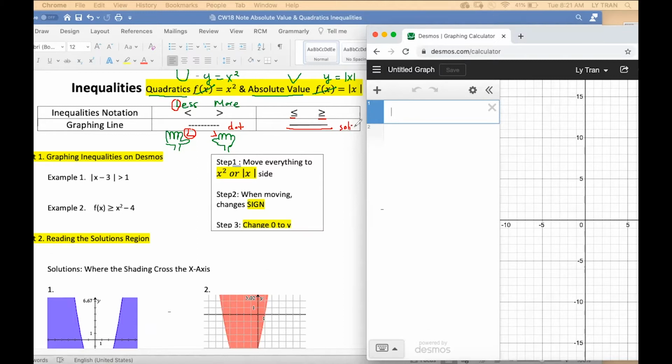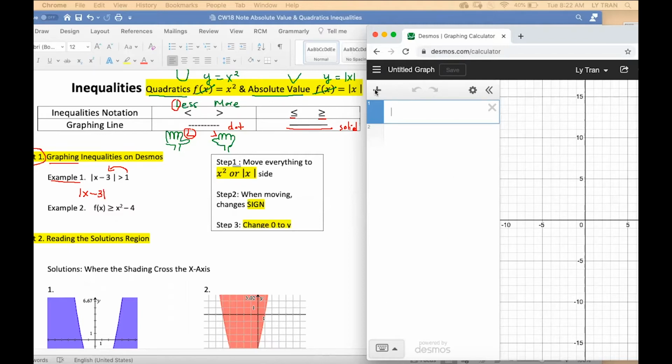Now, how can we graph absolute value and quadratic inequality? That's going to be part one, graphing them. For example, when we're dealing with absolute value, in exactly the same way we've been doing, step one, we're going to move everything to the x squared or absolute value side. They are our priority, so we're going to make sure to move everything to that side. Meaning I'm going to move this one over. This guy doesn't move, so I'm going to stay exactly the same. I do not change the sign.